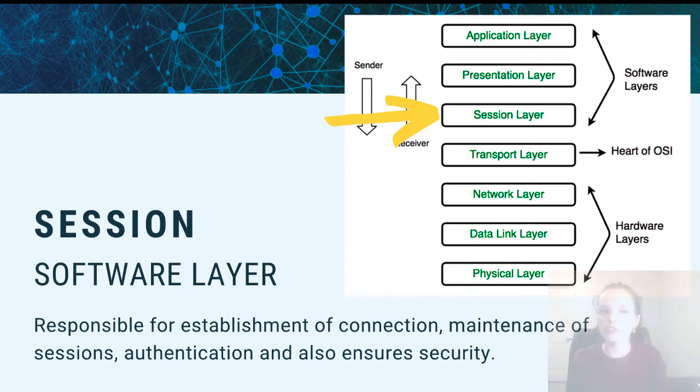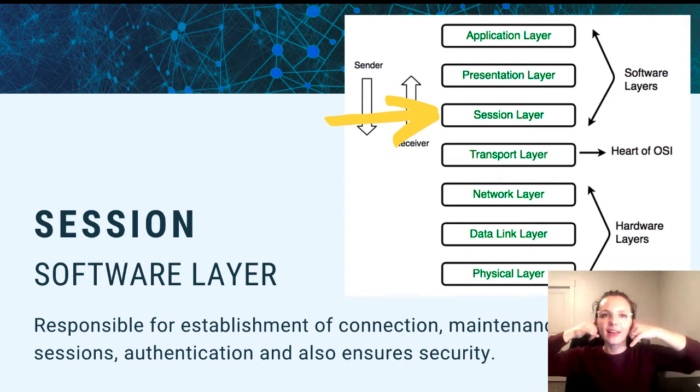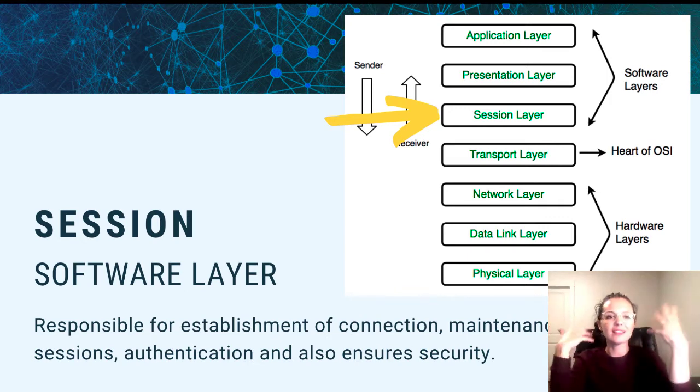The session layer is responsible for the establishment of connection, maintenance of sessions, and authentication, and also ensures security. This is basically going to open up a session. Pretend you have a computer over here and a computer over here, and they want to have a phone call. Well, this would be like the phone call being made and that connection is now established. Once the computers hang up or the people hang up, that session is no longer established. So that's the session layer.